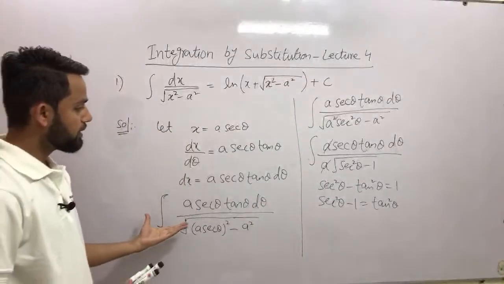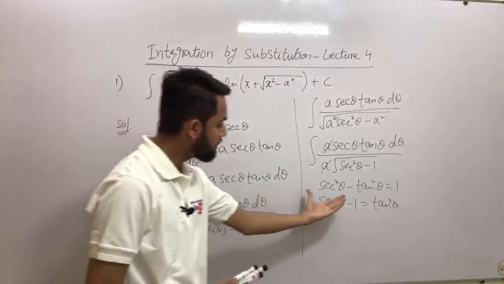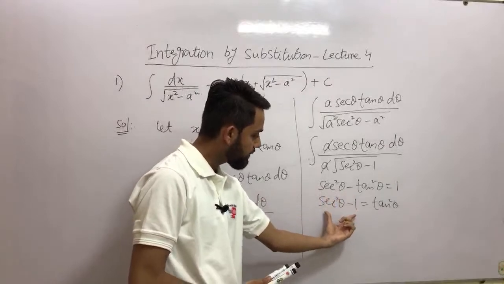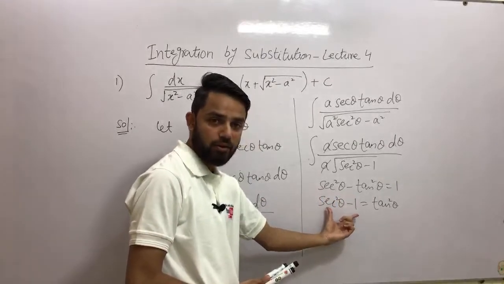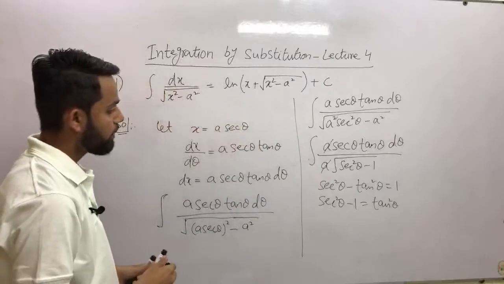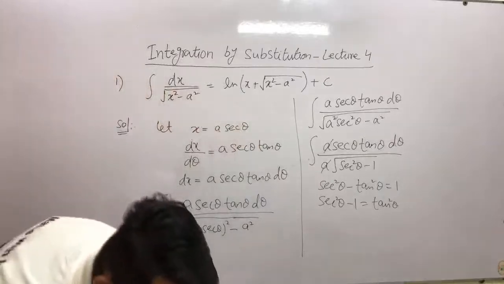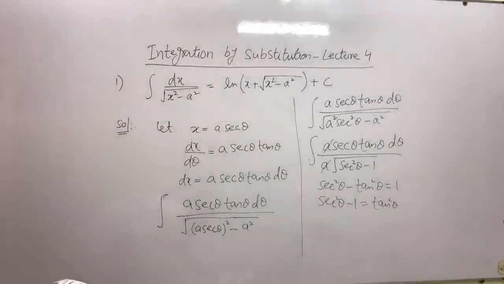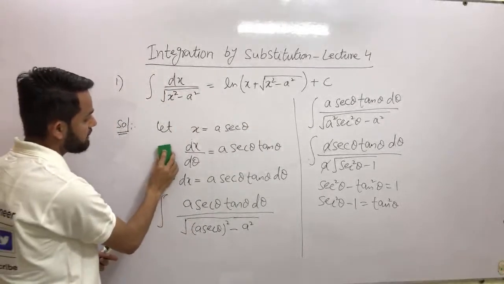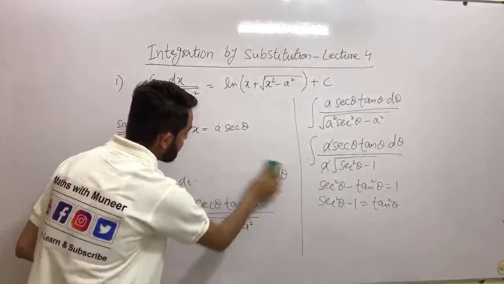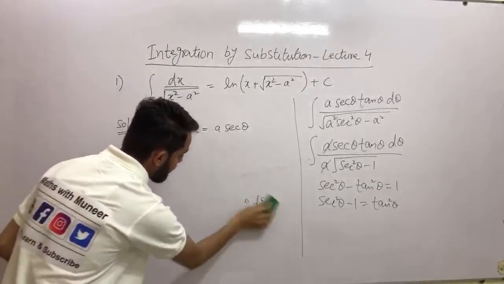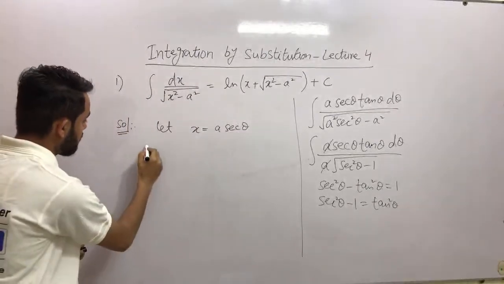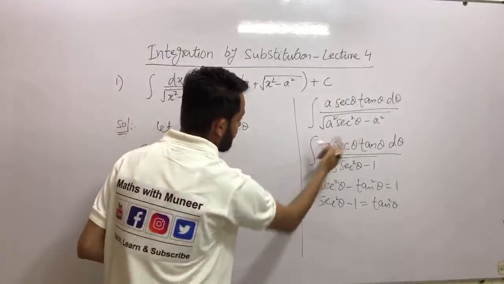So this is what basically happened: by using the identity secant square theta minus tan square theta equals 1, I have come to this place and got this form here. Now I am erasing this part, and I will try not to erase the first step because we are going to need it later. So it was the integral of secant theta tan theta d theta.